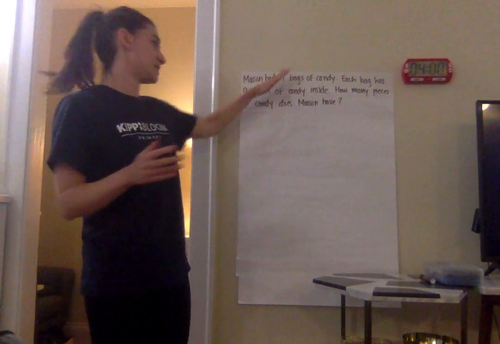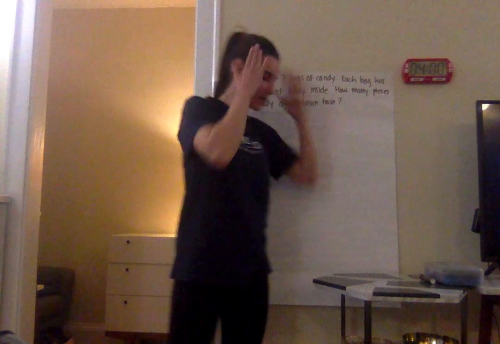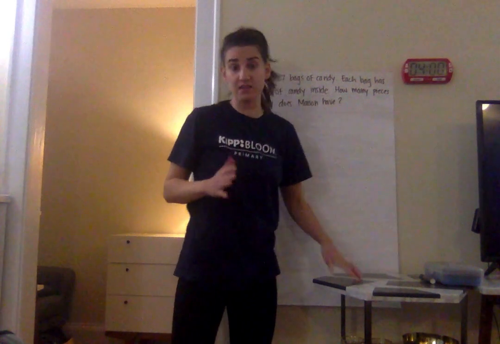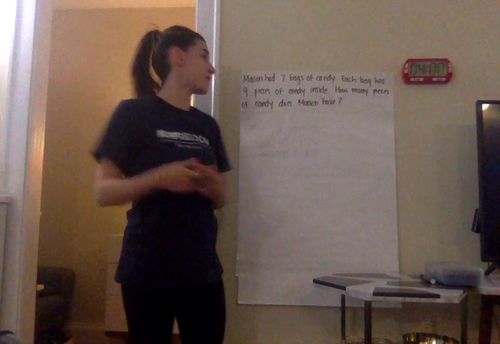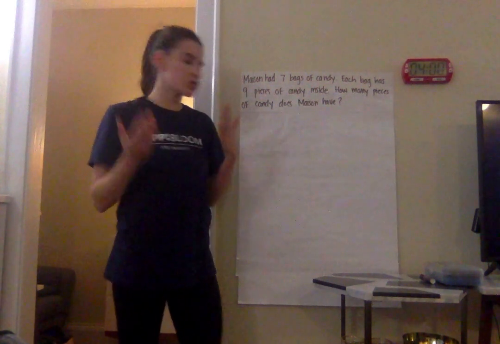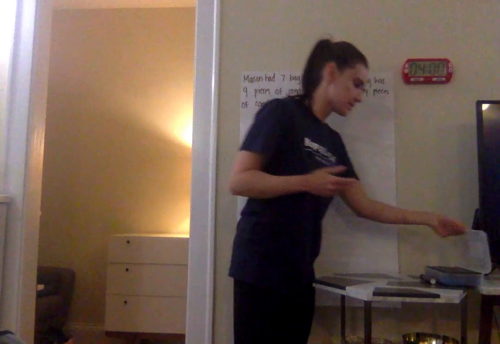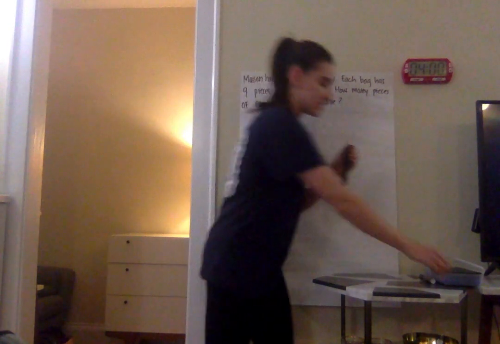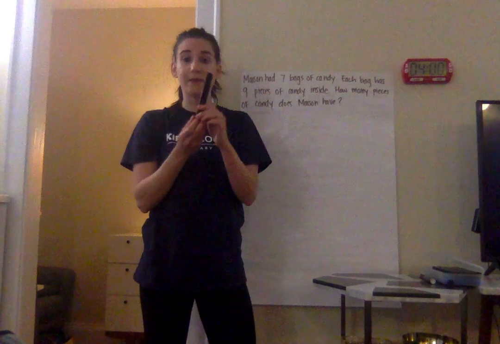So I know that Mason has 7 bags of candy. So in my head, I'm going to think of 7 bags. Like I could imagine 7 bags out in front of me. And then there are 9 pieces of candy inside each bag. So the way that I'm going to do this with my cubes is like this. I'm going to take a 10, and I'm just going to take 1 away, because I know that that would make 9. So here are 9 pieces of candy.